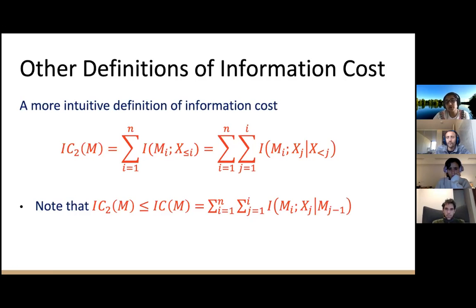So it is possible that we can prove stronger lower bounds against the information cost defined on the previous page than the information cost defined on this page, and that is why we use this definition, which can give stronger memory lower bounds for streaming algorithms.